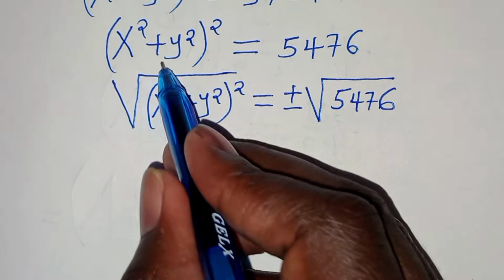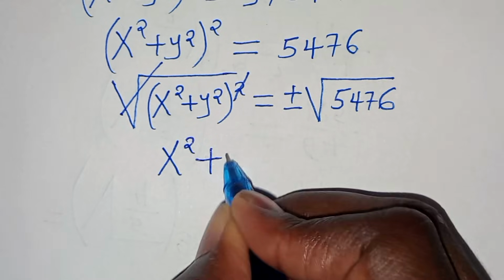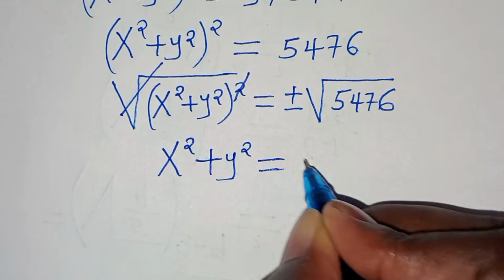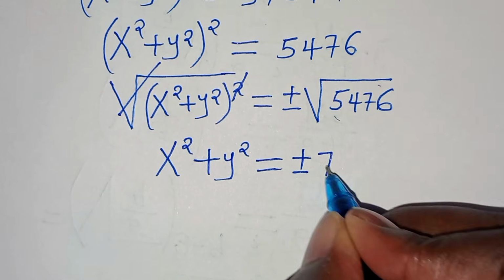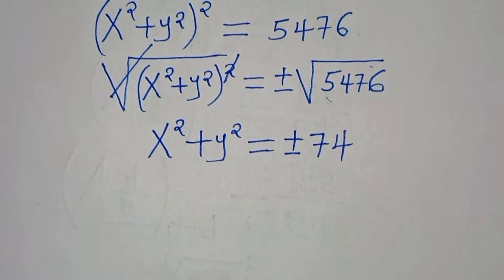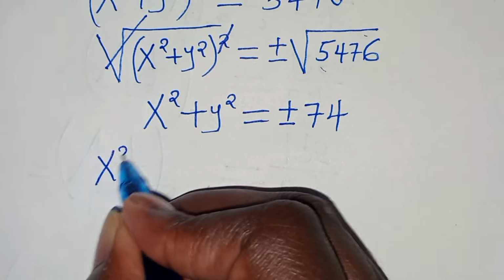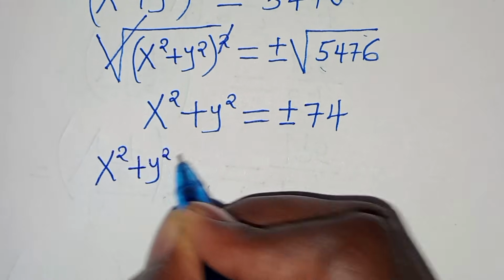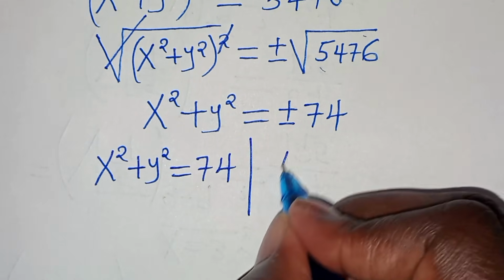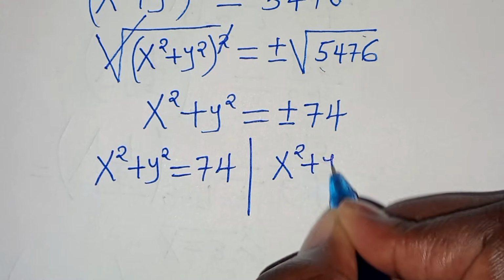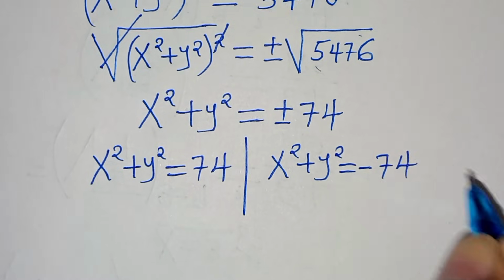So let's eliminate the square root sign here. So this means we have x to the power of 2 plus y to the power of 2 equal to plus or minus the square root of 5476, which is equal to 74. So now we have two values of x squared plus y squared. So x squared plus y squared is equal to 74, and x squared plus y squared is equal to minus 74.